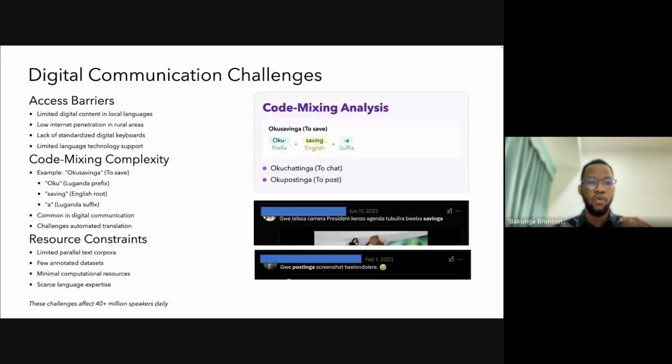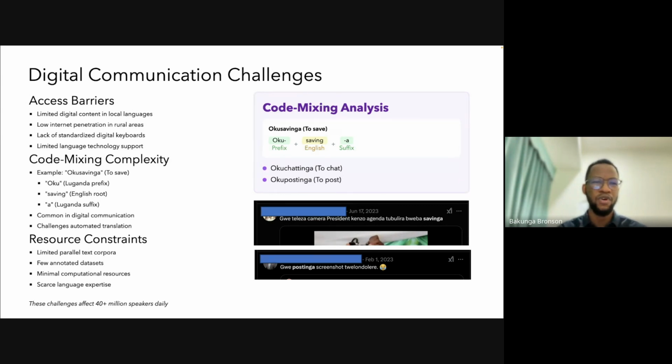So like I mentioned, there's access barriers, which is the limited digital content in these particular local languages. That's also a very big issue. So as much as we are mentioning that, okay, we have an issue about low resource languages, there's also an even smaller subset of that problem, which is that we don't even have that much code mixed data that exists, or it does exist in places like Twitter, but it's hard to get a hold of. And then we have limited language technology support, and that's currently what we're trying to solve.